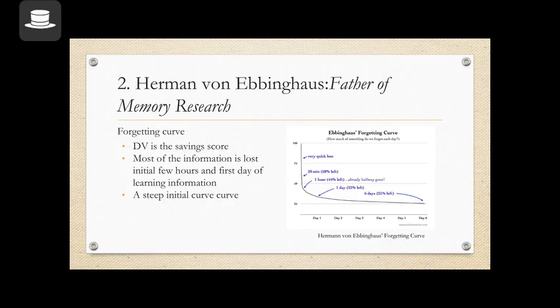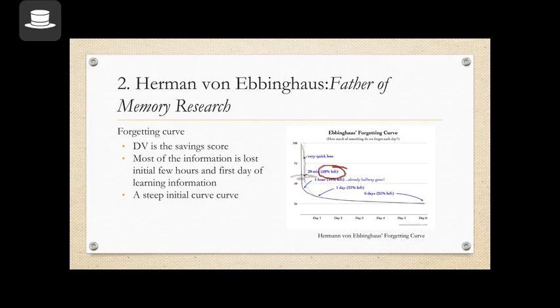But as the delay between the first learning and the second learning increased, you can see there was a steep curve. The saving scores dropped from 100% to nearly 60% in 20 minutes. The participant was only able to retain 58% of the information. The saving score was only 58% after 20 minutes.